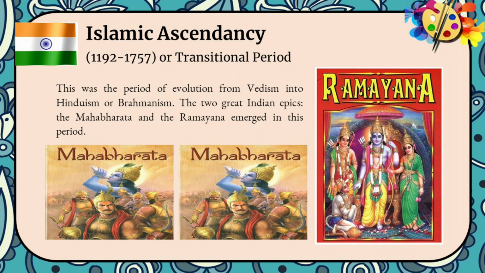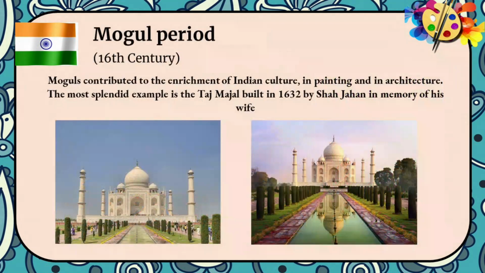Islamic ascendancy or transitional period. This was the period of evolution from Buddhism into Hinduism or Brahmanism. The two great Indian epics, the Mahabharata and the Ramayana, emerged in this period. Mogul period, 16th century. Moguls contributed to the enrichment of Indian culture in painting and in architecture. The most splendid is the Taj Mahal, built in 1632 by Shah Jahan in memory of his wife. You see how beautiful the arts and the history of India.